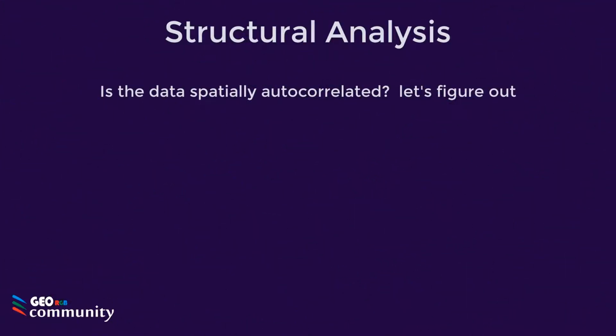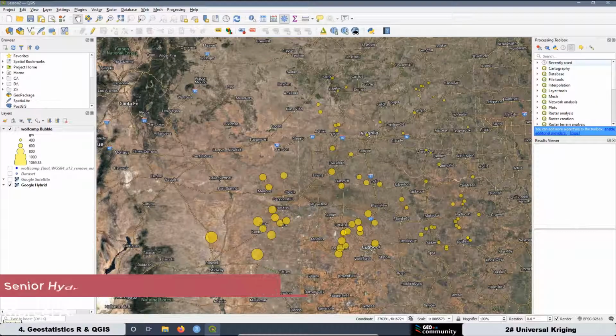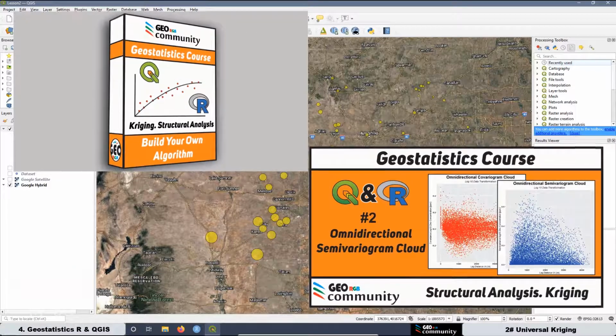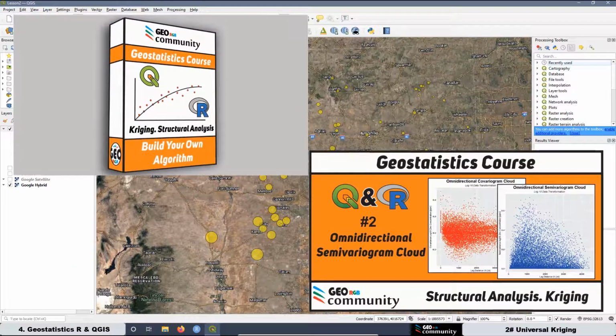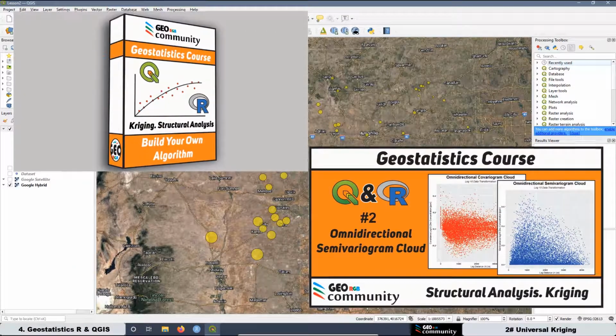Is the data spatially autocorrelated? Let's figure it out. Let's start running different scripts associated with the omnidirectional semivariogram cloud. Remember that these scripts were created in the second lesson of the third geostatistics course.